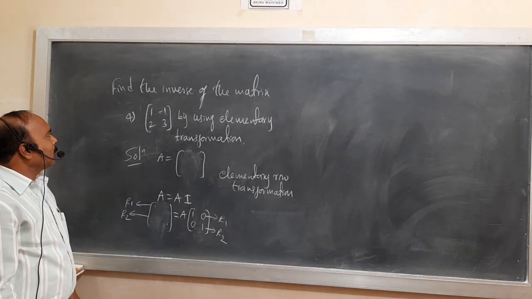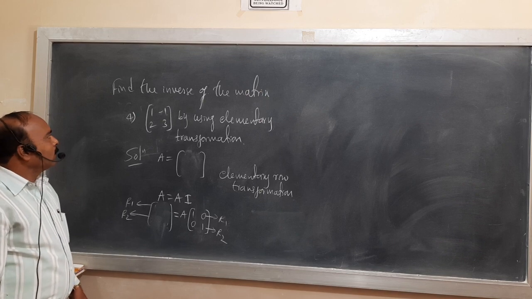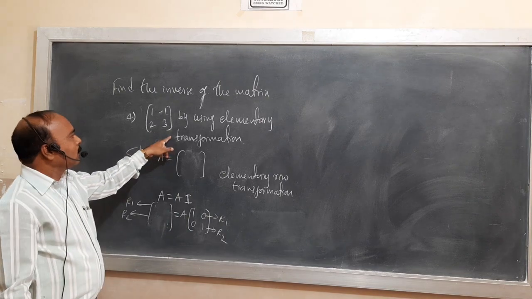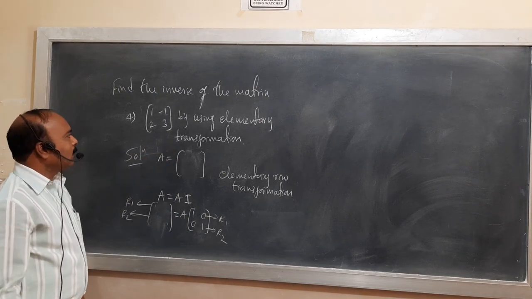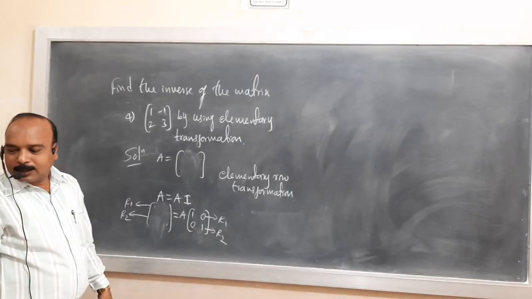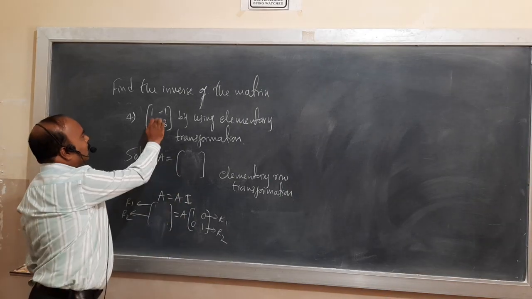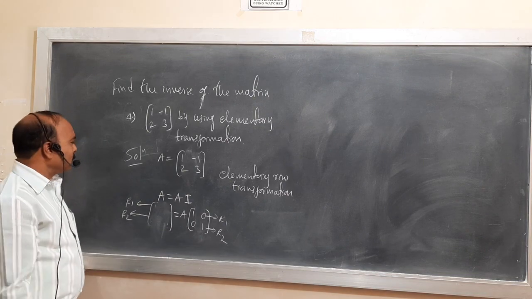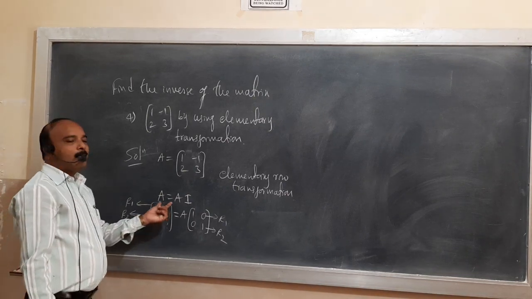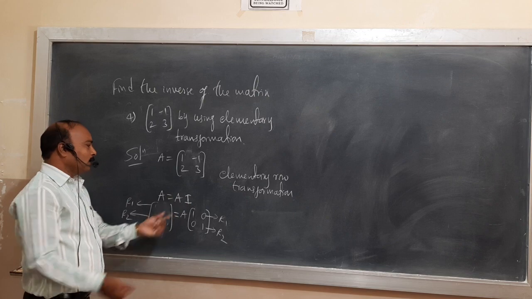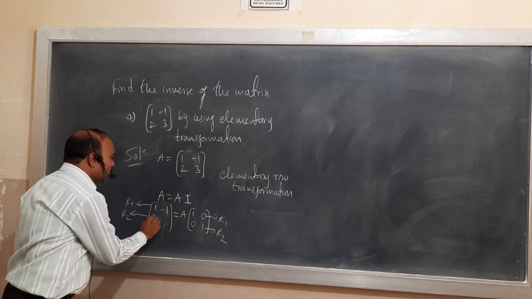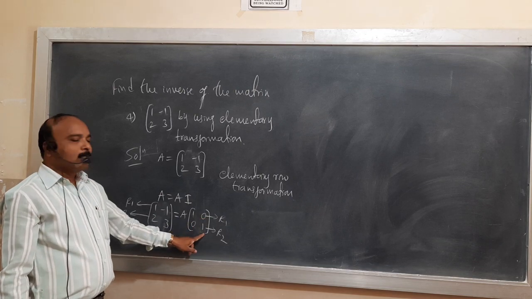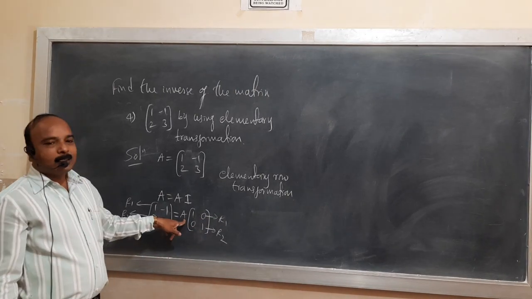Now we go for another example. Find the inverse of the matrix 1, minus 1, 2, 3 by using elementary transformation. Here A is given as 1, minus 1, 2, 3. It is the given matrix. Now we can write this as A equal to A into I. That is 1, minus 1, 2, 3 equal to 1, 0, 0, 1, the identity matrix, multiplied with A.